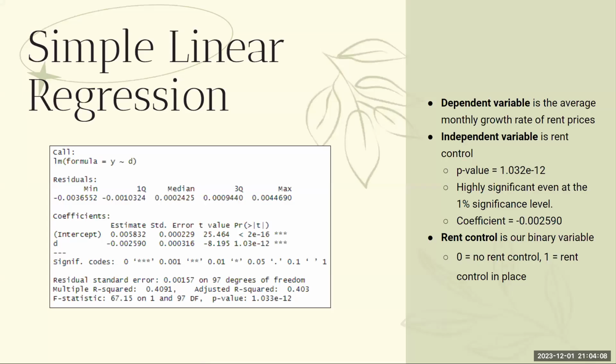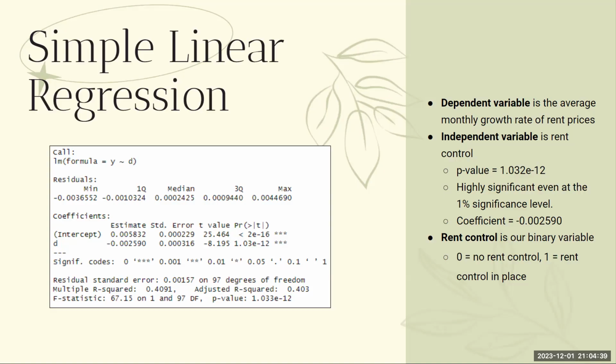And then we further conducted a simple linear regression. So the dependent variable is our average monthly growth rate of rent prices, and our independent variable is the rent control. And so our p-value is 0, which indicates that it's highly significant even at the 1% significance level, and the coefficient is negative 0.002590. And so when rent control policies are in place, the growth rate of rent prices are smaller.